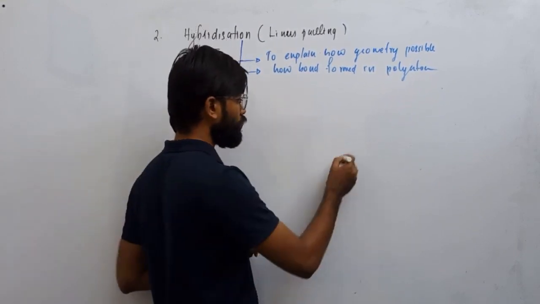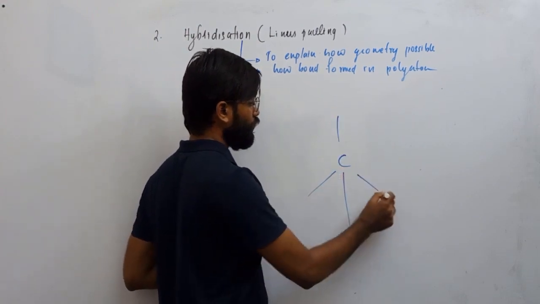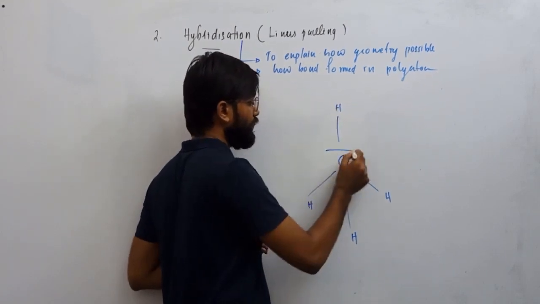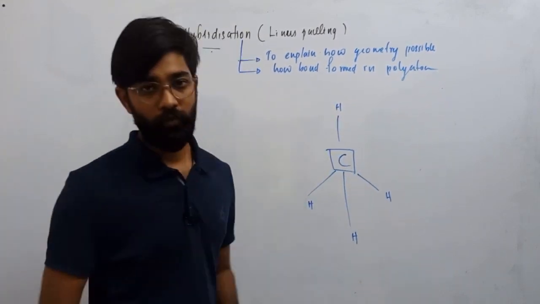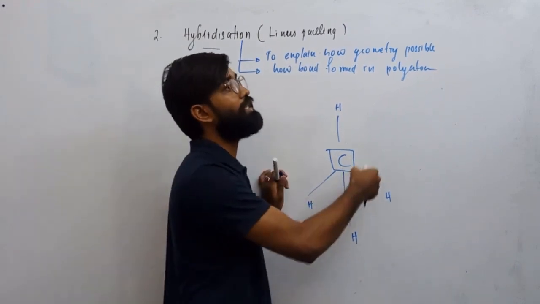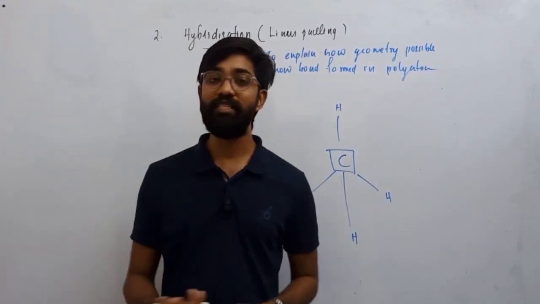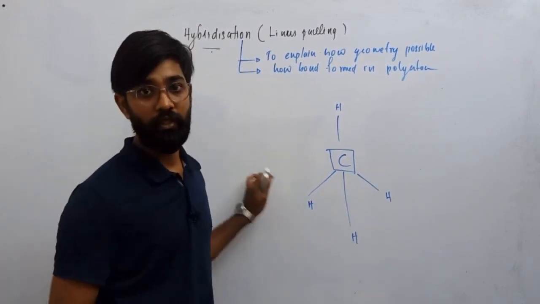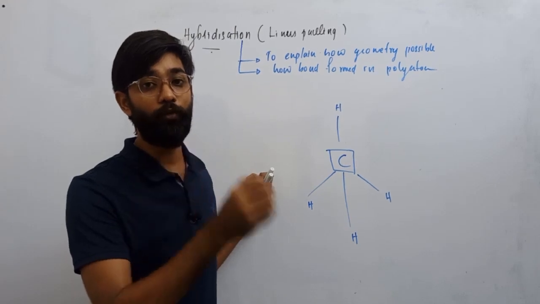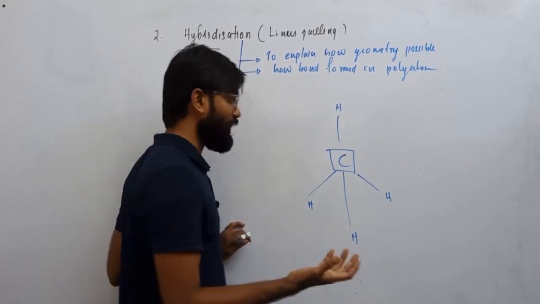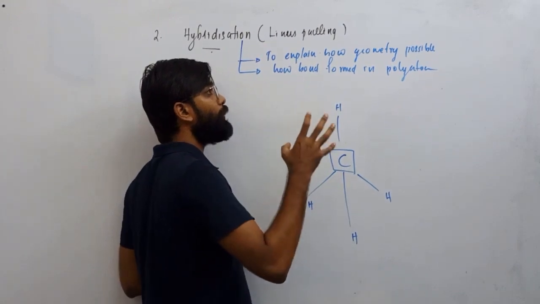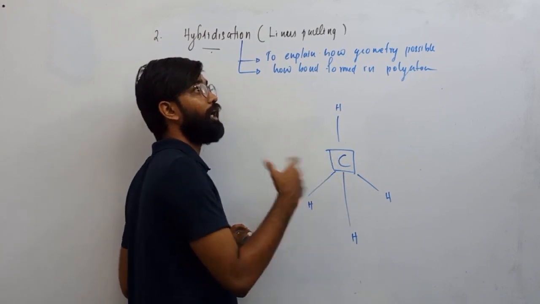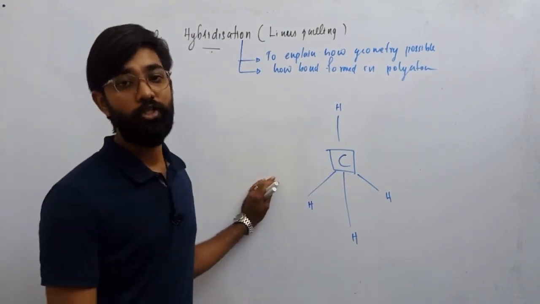polyatomic molecules, for example, in order to form the tetrahedral 4 bonds in methane, what happens here is your central carbon atom tries to intermix its pure atomic orbitals of similar energy and make a new set of atomic orbitals. The new set of atomic orbitals formed is called the hybrid orbitals. And what is the specialty of the hybrid orbitals? The hybrid orbitals are arranged in space so that they can produce a particular geometry.